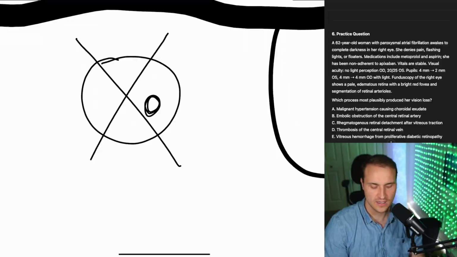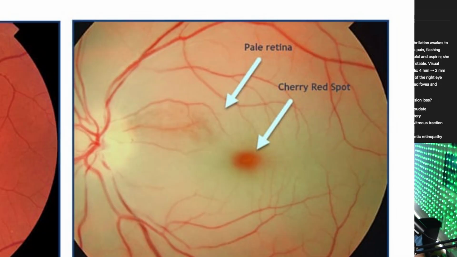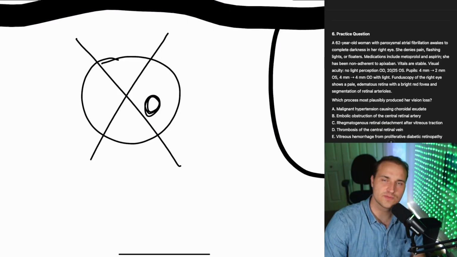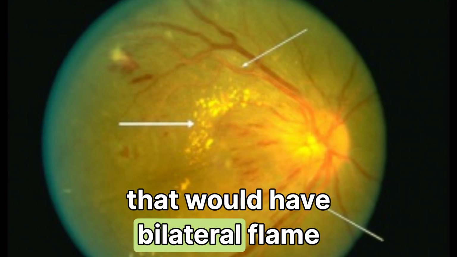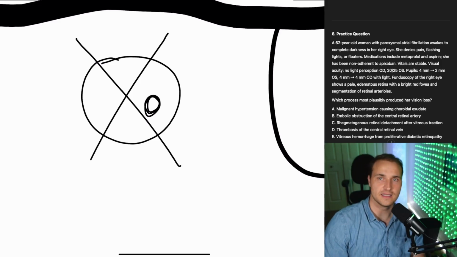Okay, so bright fovea. Usually the bright fovea comes from the rest of the eye looking pale. Basically, the rest of the eye loses its redness, and so by comparison, the bright red fovea seems bright and red. What is the most plausible process that caused her vision loss? Malignant hypertension would have bilateral flame hemorrhages and papilledema, and you don't see that here, so it's not it. B, that's the correct answer, is atrial origin embolus.